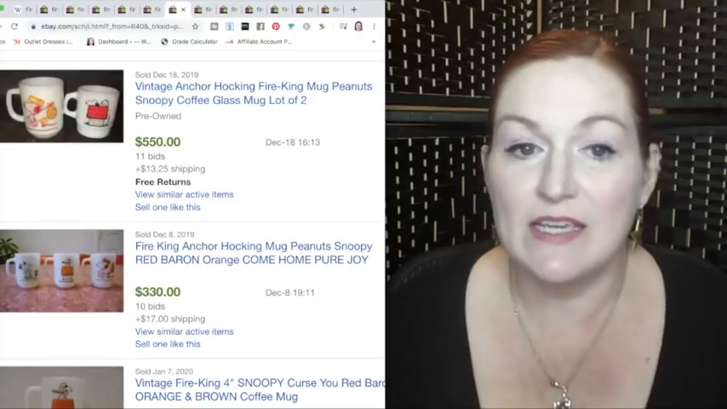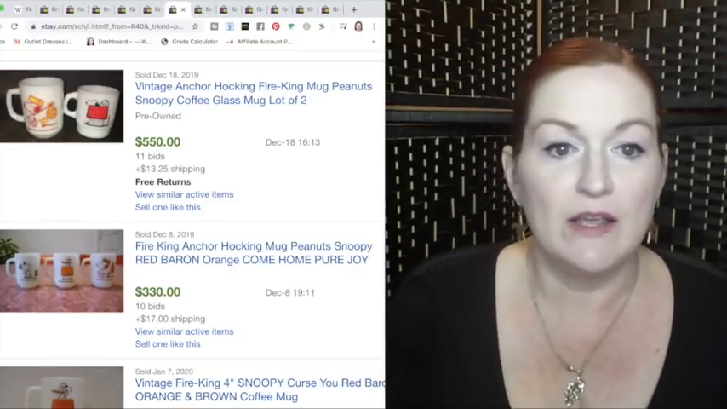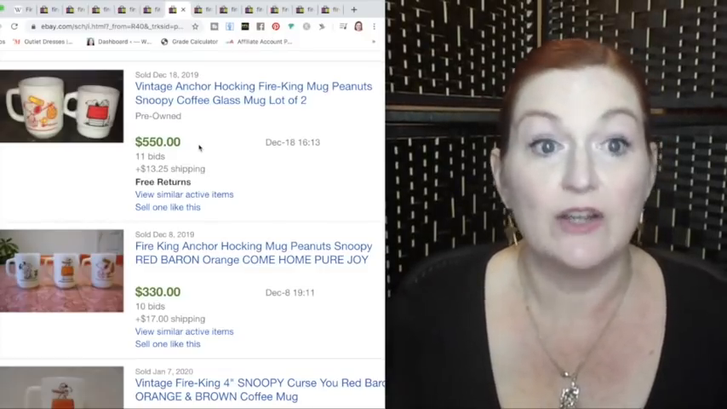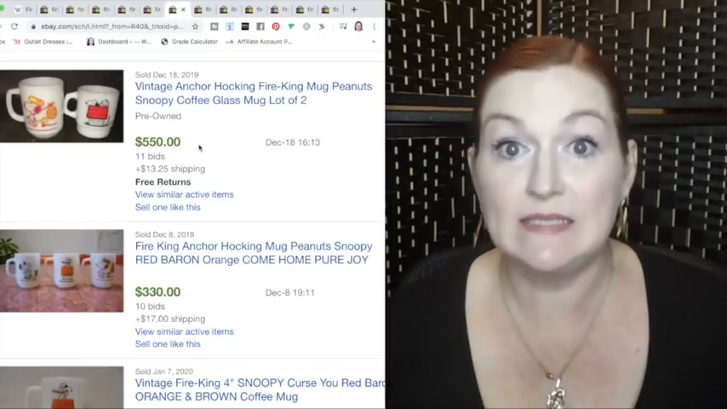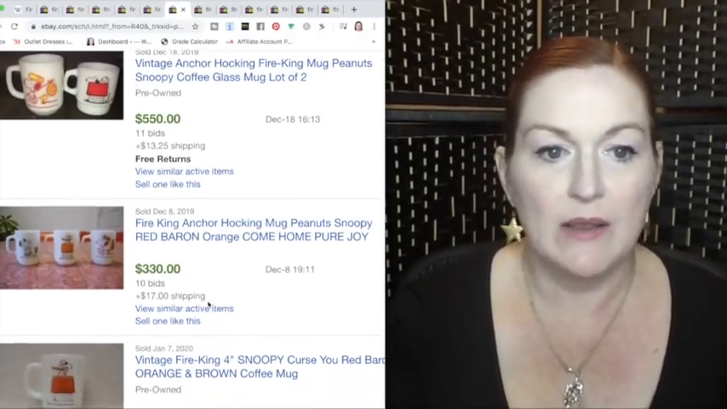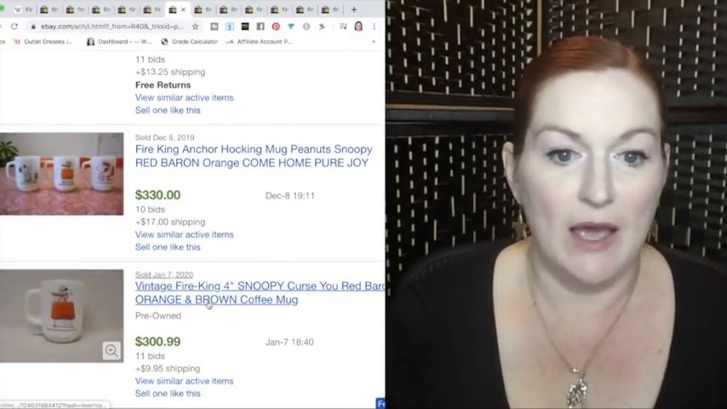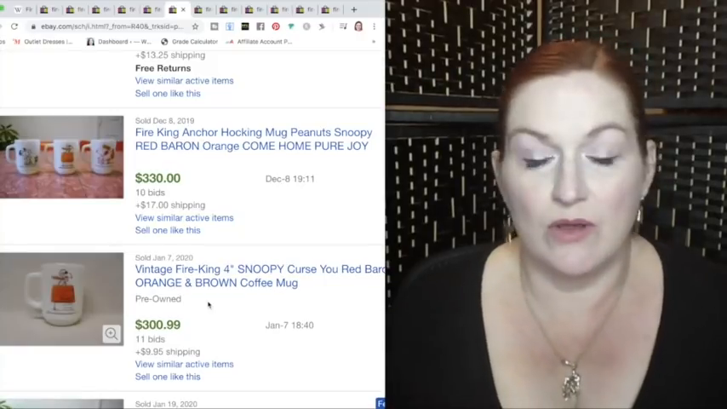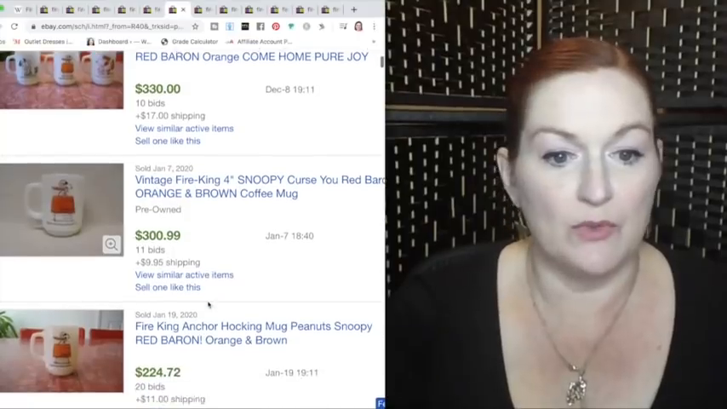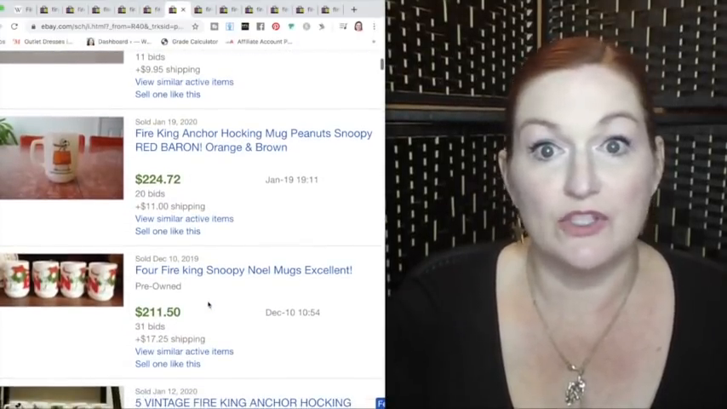So as you can see here, there are a few people that have lotted theirs up together and put them on auction. These two sold for $550 together for two mugs. And then here are three that sold for $330. Personally, I would have done Snoopy and the Red Baron by itself because it can get $300 all by itself. So yeah, here you can see it sold for $300, $224. And then here's a lot of Noel mugs that sold for $211.